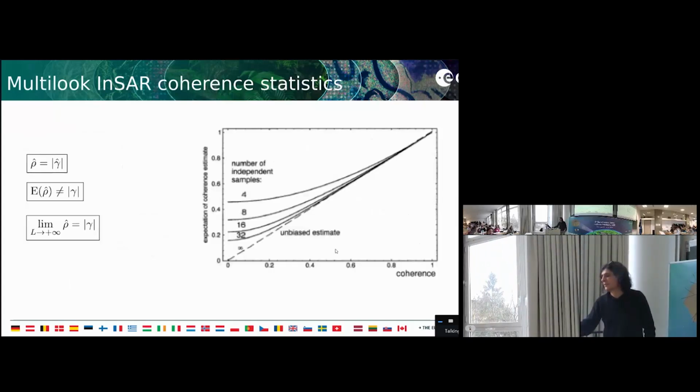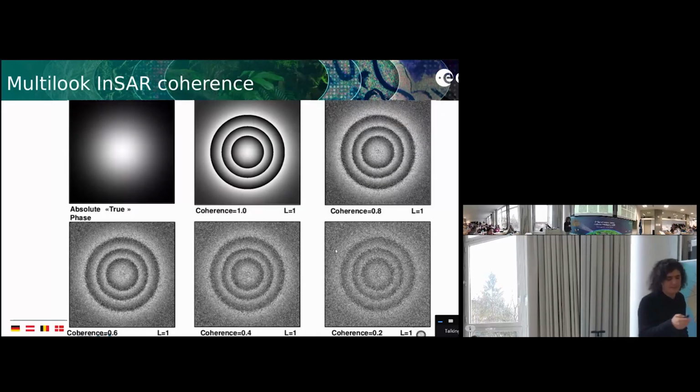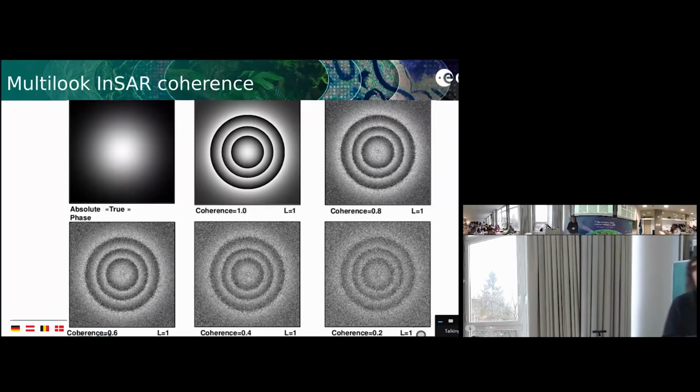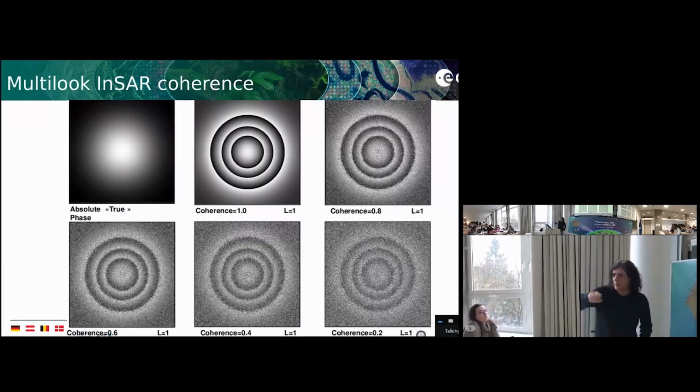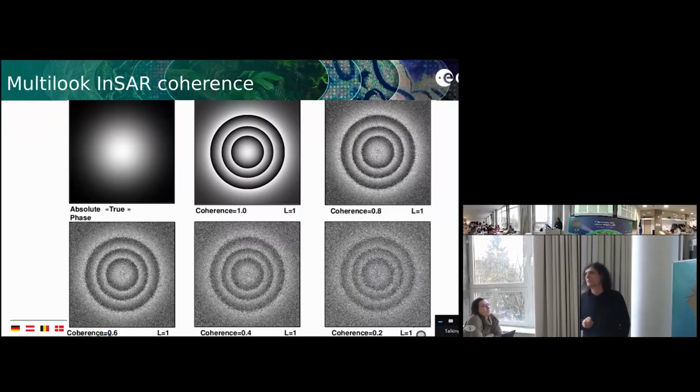So let me show you this with a few examples. These are interferograms that were prepared a long time ago by Kostas Papathanassiou from DLR. I robbed these interferograms from him.